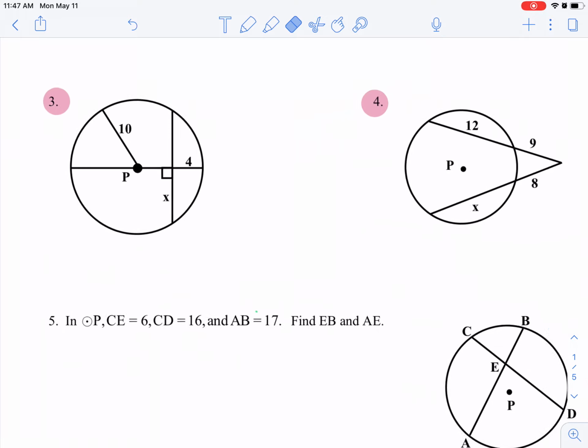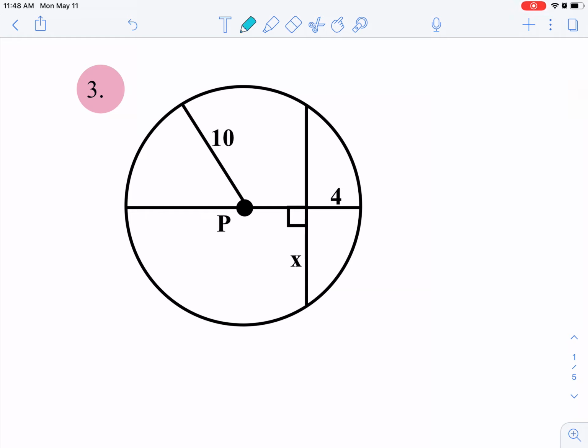Okay, so I just want to look at a couple of ones, starting with number 3. Number 3 is an interesting one because it's not super obvious exactly which formula we're going to use just by looking at it. We kind of have to think a little bit about what's going on in the diagram. So let's look at that.